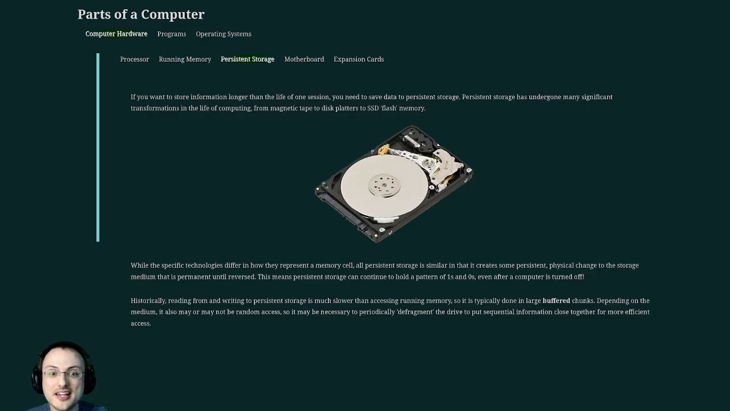With old things like hard disk platters, like the one shown here, you don't even have access to all of the memory at once. The arm is sitting above one particular spot on the drive, and the drive has to actually spin into place if you want to check a different address. And so persistent storage tends to be orders of magnitude slower than our RAM was.